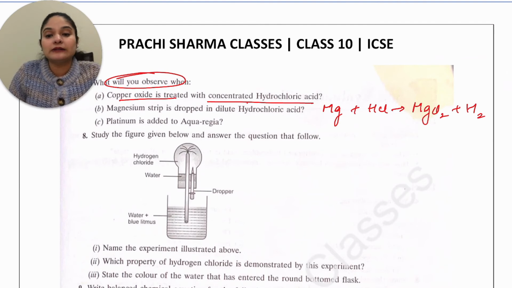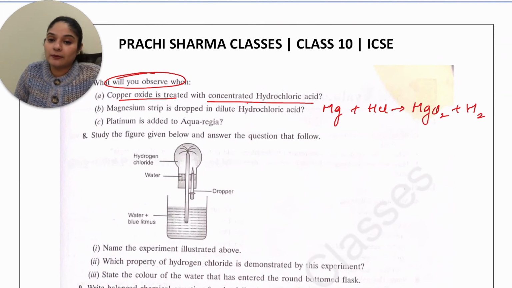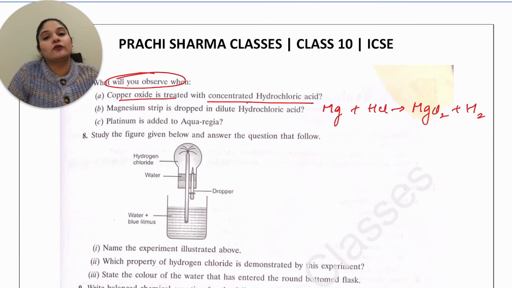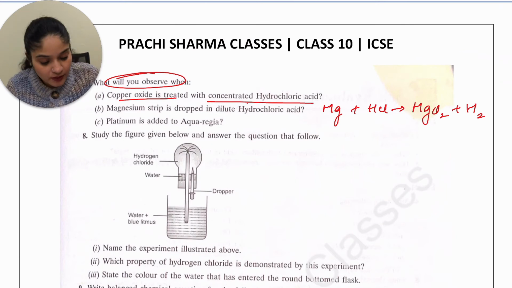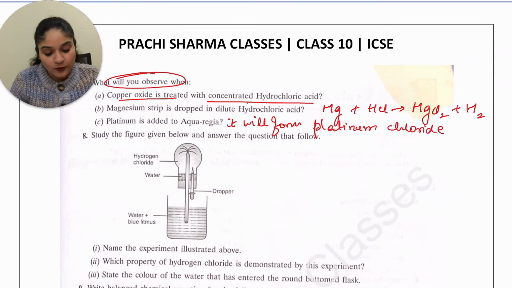Then platinum is added to aqua regia. What is aqua regia? Aqua regia is 3 parts of HCl and 1 part of nitric acid. They end up forming nascent chlorine. This nascent chlorine is highly reactive and will combine with platinum also. So if we think about this, platinum is added to aqua regia, platinum will end up reacting with aqua regia and it will form platinum chloride. Now let's move on to question number 8.